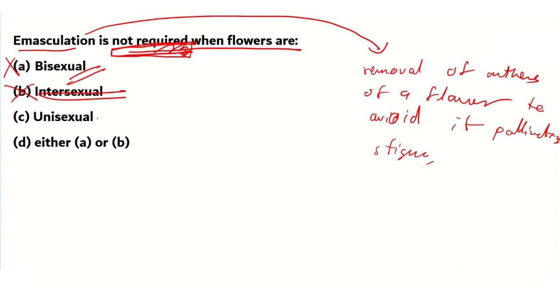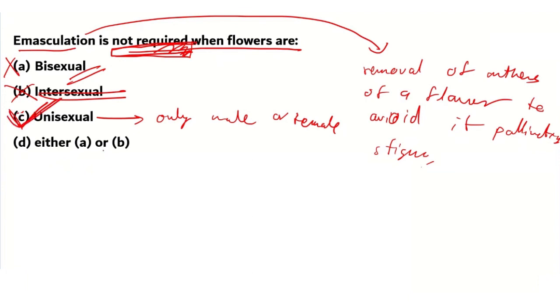Option C says unisexual. So unisexual means only male or female. So if you have a unisexual flower, then you need to be careful. So emasculation is being done in order to protect the female flower. In a unisexual flower, the female flower stands by itself without any male component. So there are no anthers to the flower, so therefore the only thing that you need to do is to bag it. You don't need to do emasculation for a unisexual flower. So option C becomes the correct option for this question.